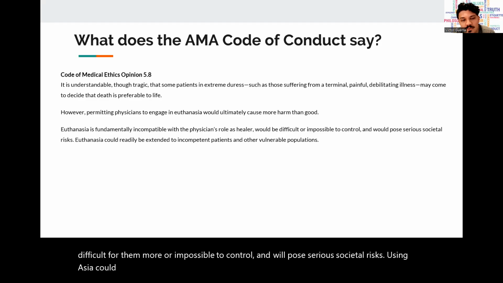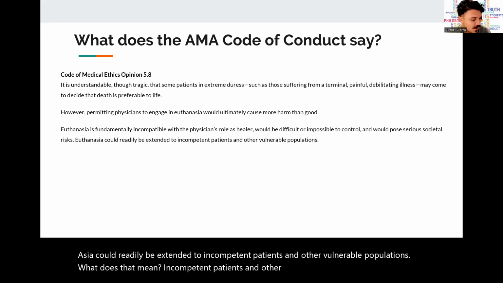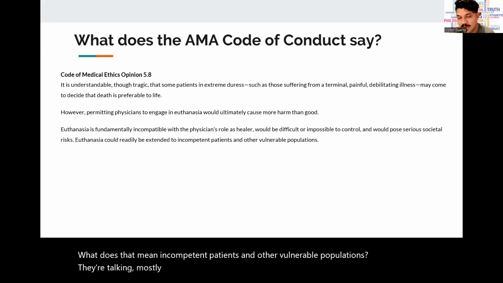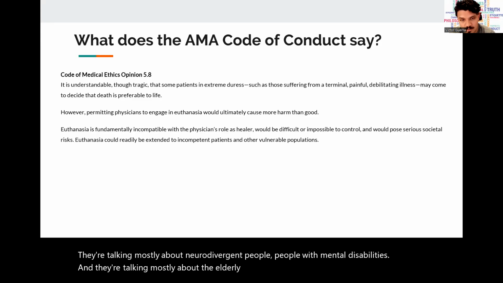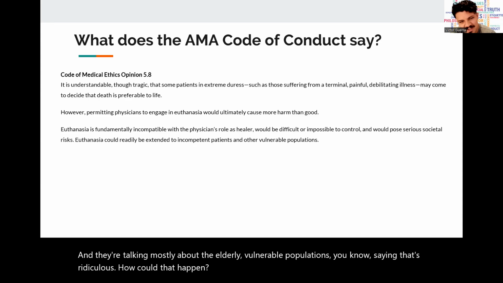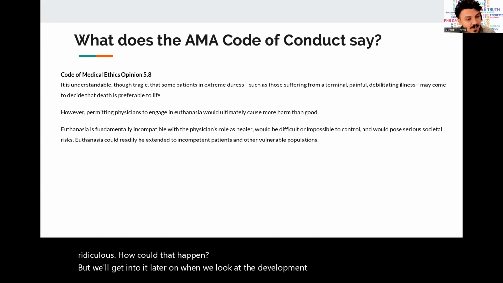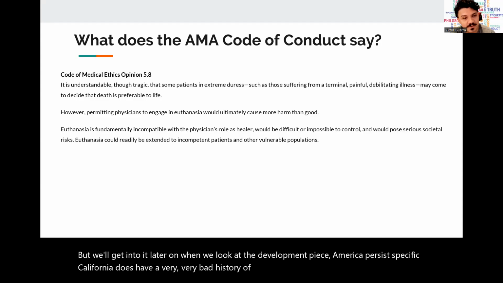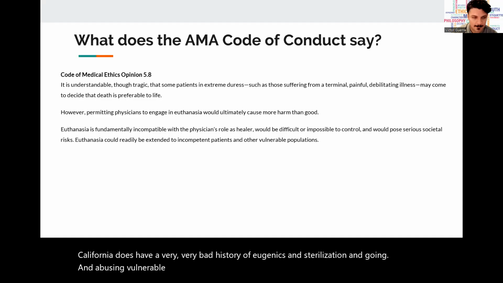Euthanasia could readily be extended to incompetent patients and other vulnerable populations. What does that mean? You're talking mostly about neurodivergent people, people with mental disabilities, and they're also talking about the elderly, vulnerable populations. You might be saying, that's ridiculous, how could that happen? But we'll get into it later on. America, particularly California, does have a very, very bad history of eugenics and sterilization and abusing vulnerable populations. I'll just leave it at that for now.